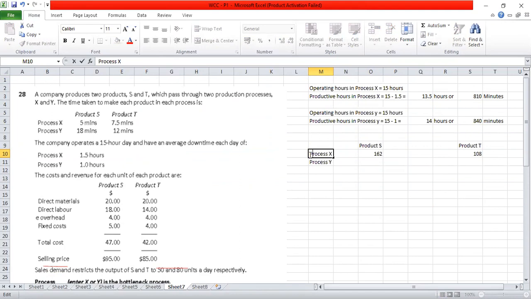Then similarly for process Y, we have to work out: take 840 minutes divided by 18 minutes, and 840 minutes divided by 12 minutes. That gives 47 and 70.